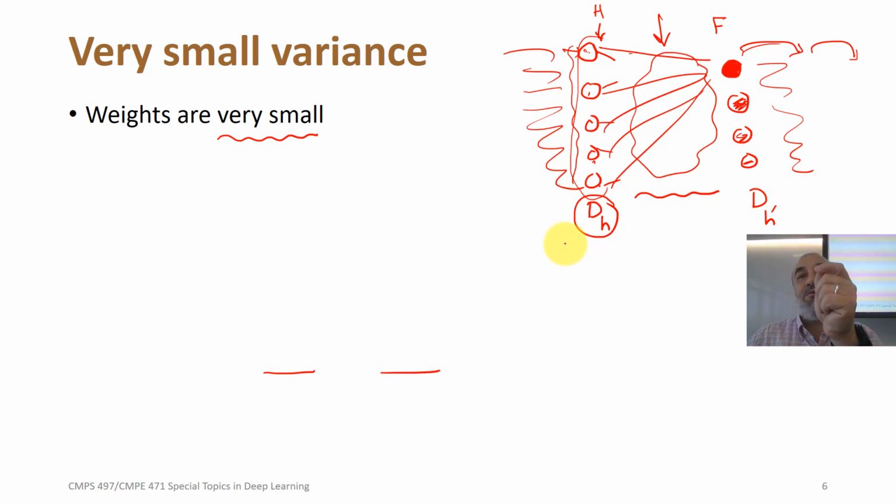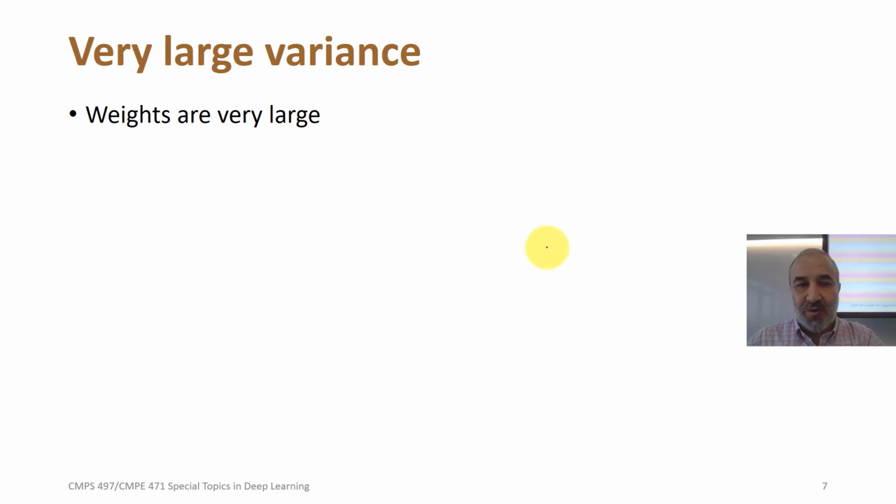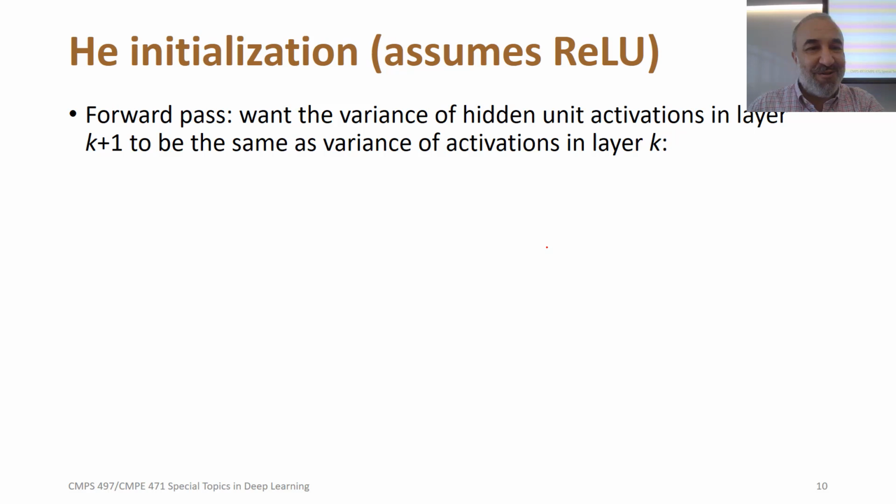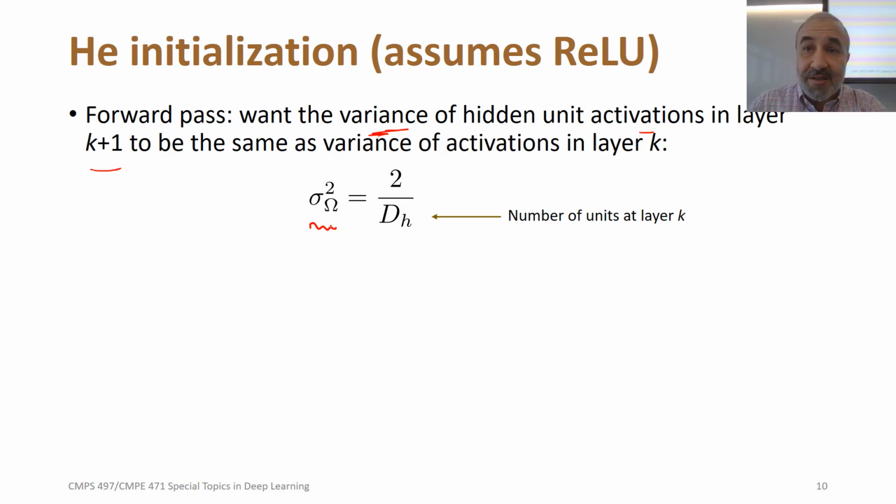Remember that with the ReLU activation function we also make the range half. I want to cancel this out. What should I do? Multiply by 2. So this is what we call He initialization, and He is not a pronoun, of course, it's the name of a person. In He initialization, we want the variance of the hidden unit activations in layer k plus 1 to be the same as the variance of the previous layer. So to do that, we will set the variance of the weights to be 2 over the number of units in the previous layer.